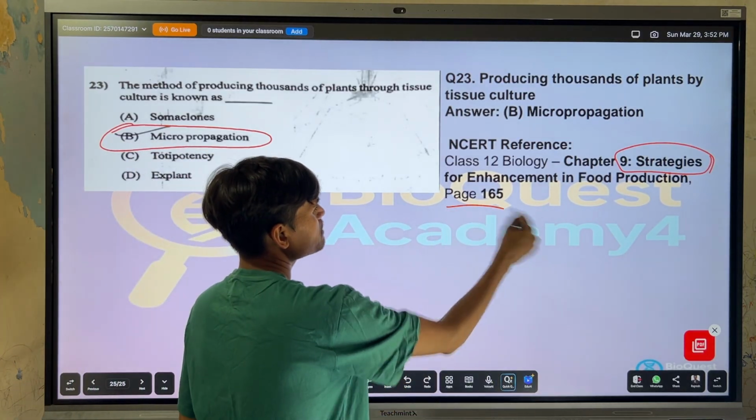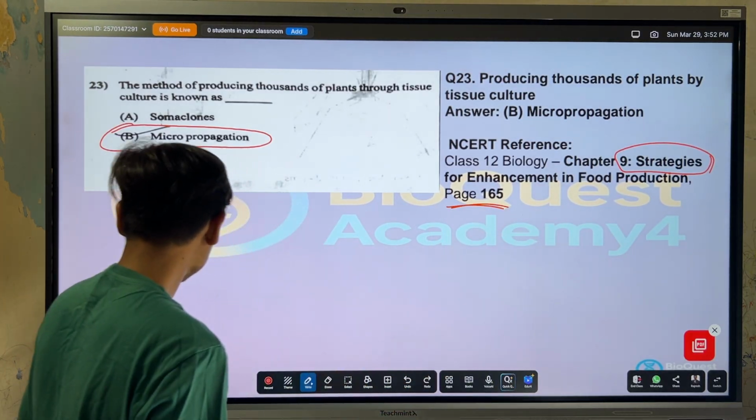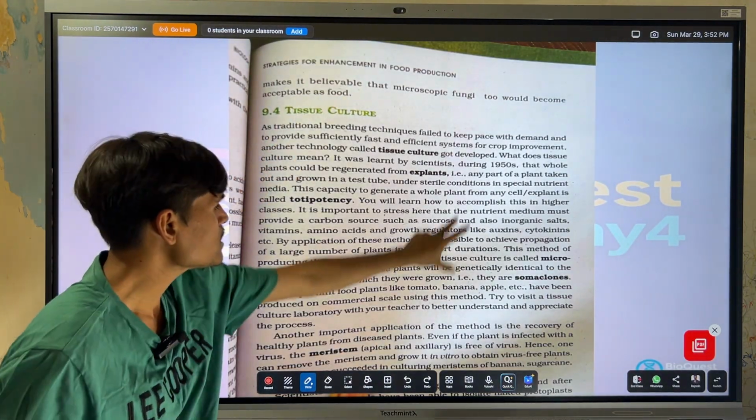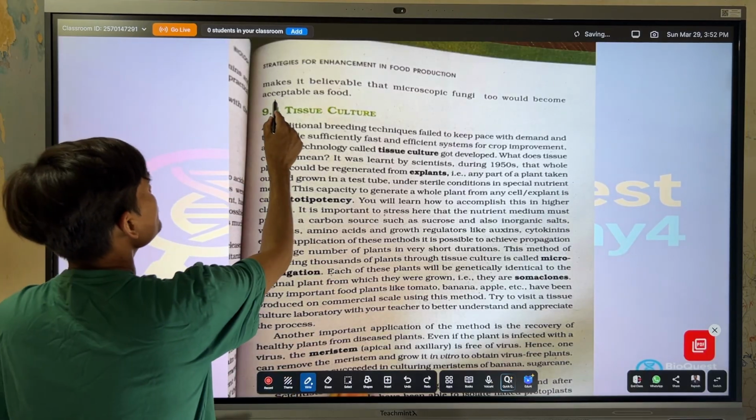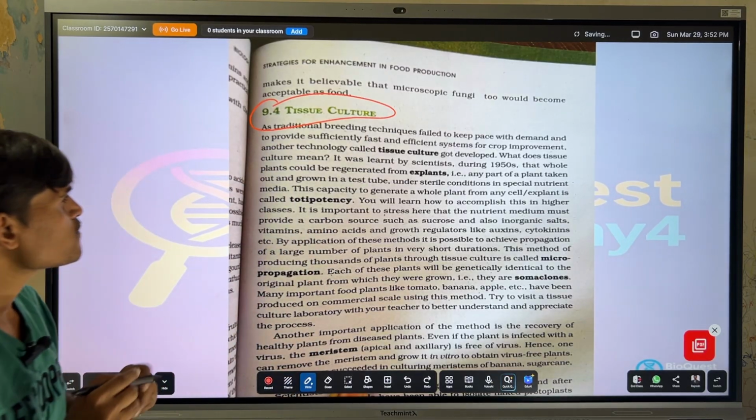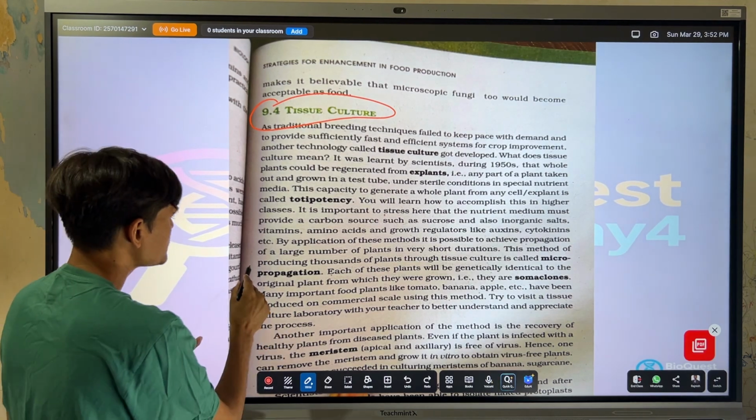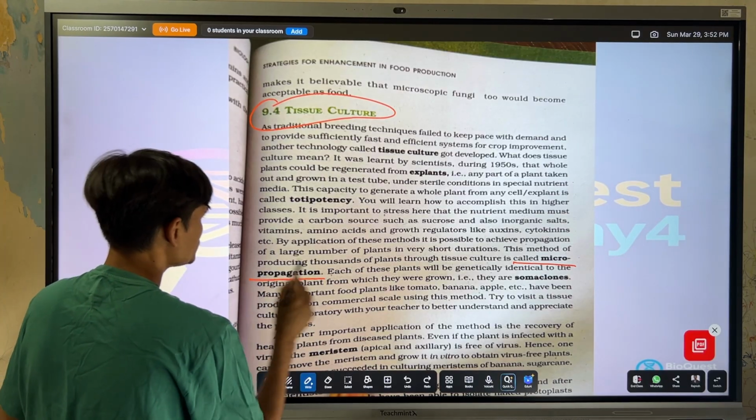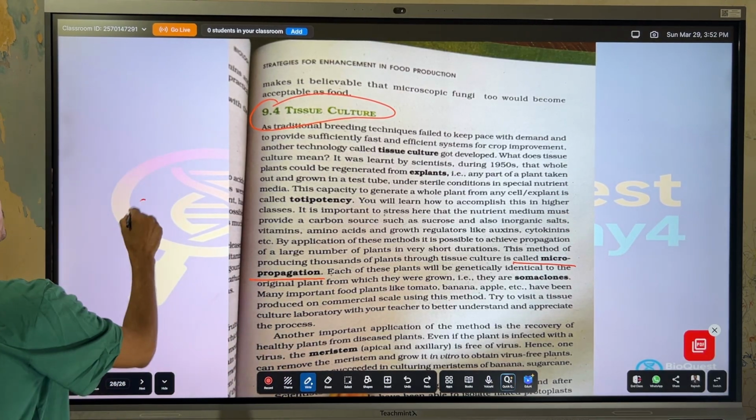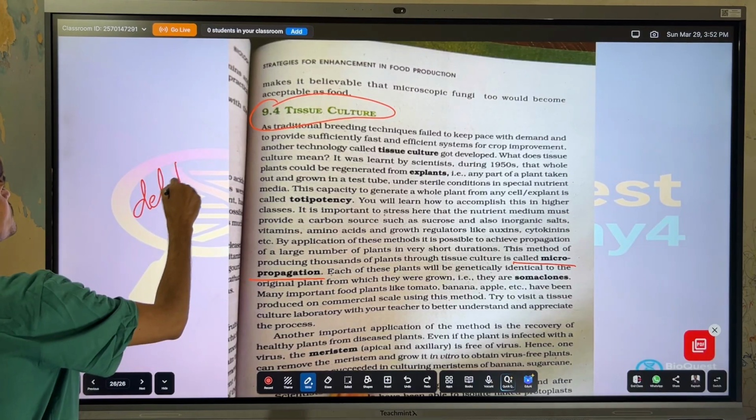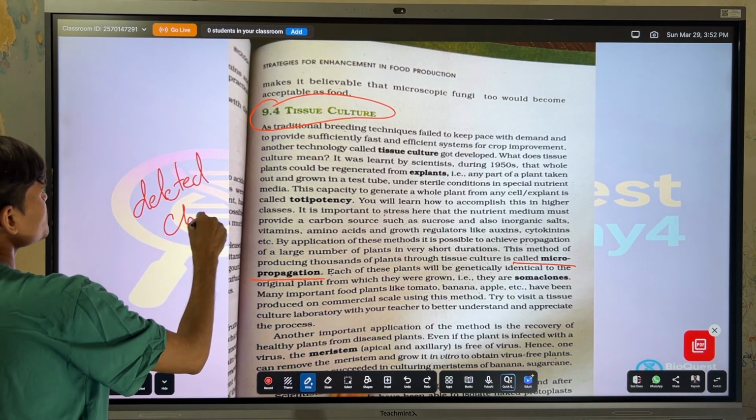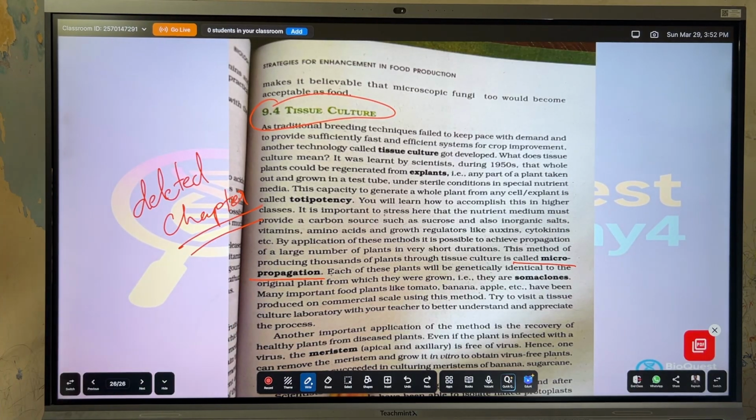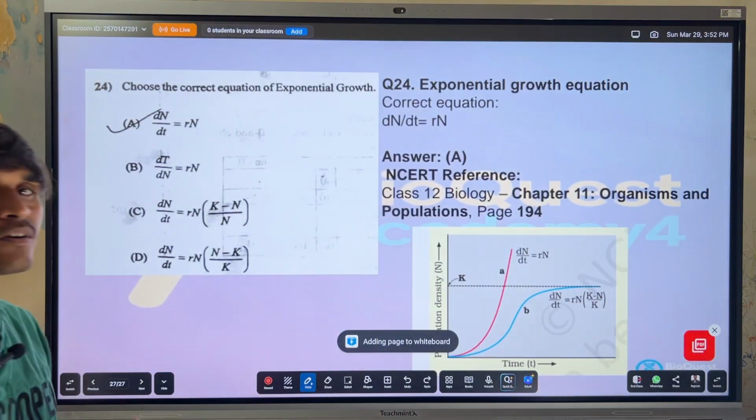With the page number I have provided. At the back side, this is cutting of the textbook. In that chapter, topic 9.4, tissue culture, I can see micropropagation. This is your answer. But this is from a deleted chapter. So, good luck.